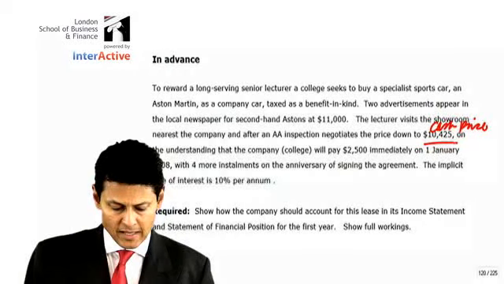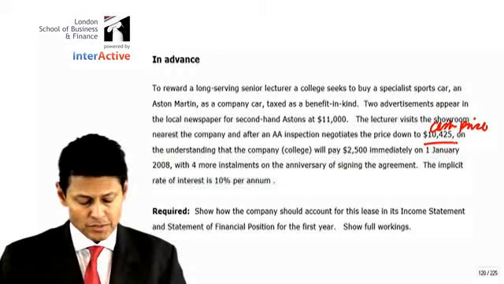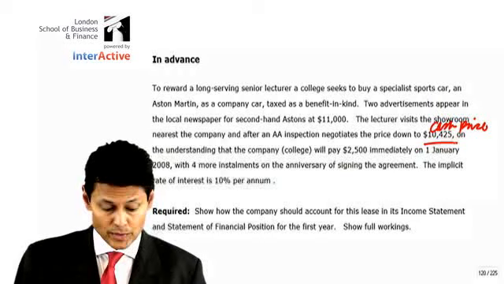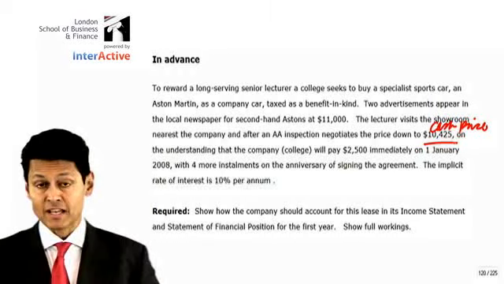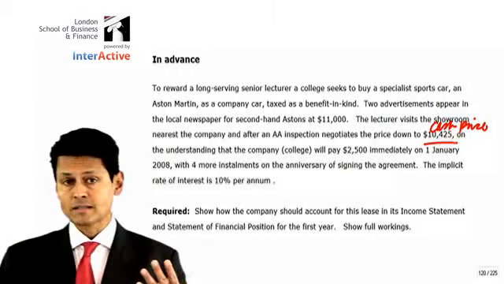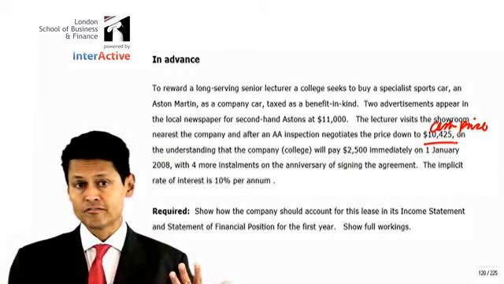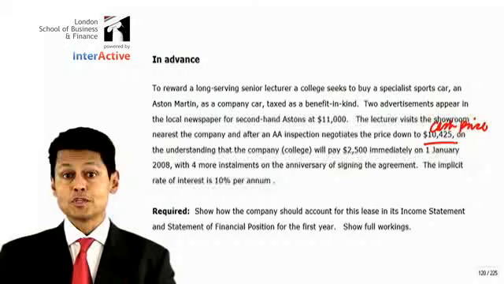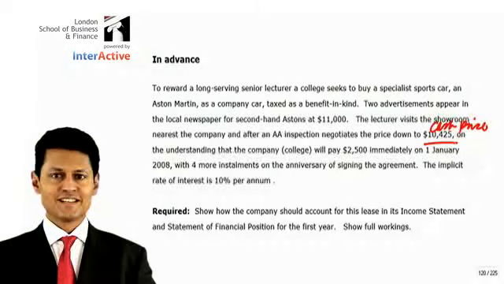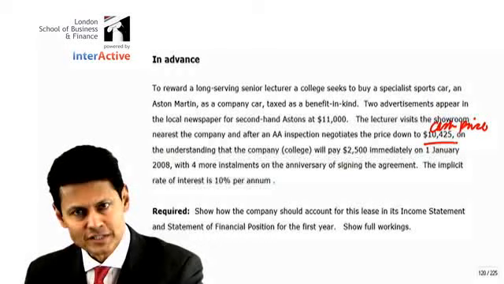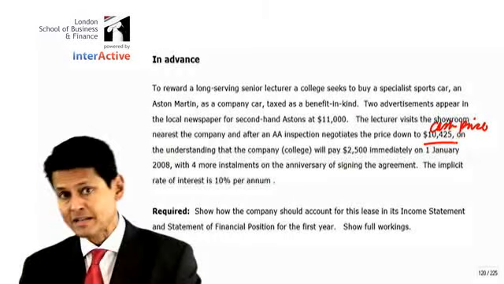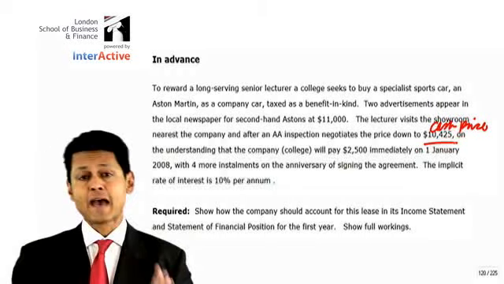The college, the employer, will pay $2,500 immediately on the date the contract is signed, with 4 more installments. Does that make it 5 altogether? 1 plus 4, call it 5. The first installment is almost like a deposit. Would you agree in that first installment there cannot be any interest? Absolutely crucial that you know that. So the first installment on the date the contract is signed cannot have any interest in it.